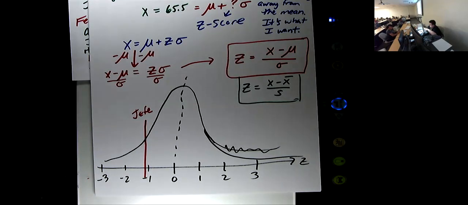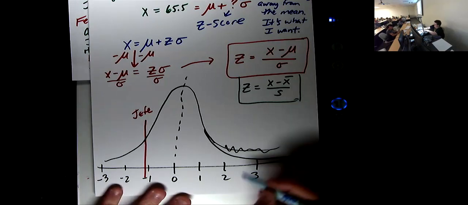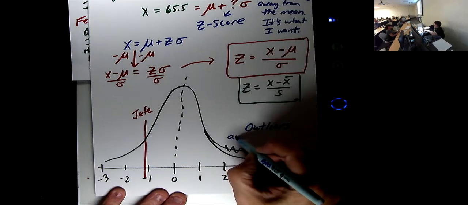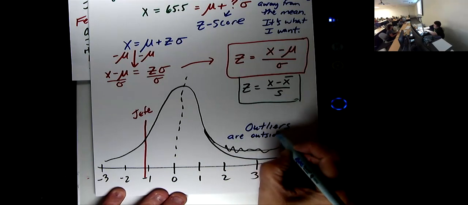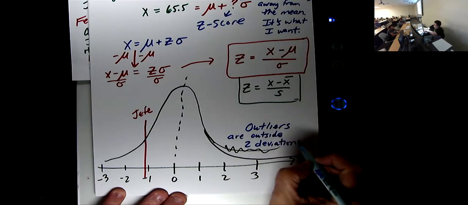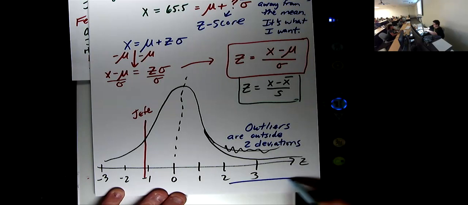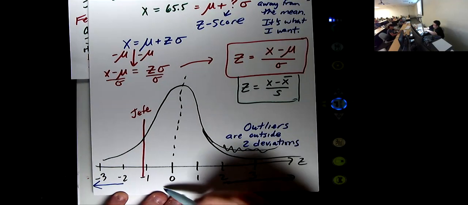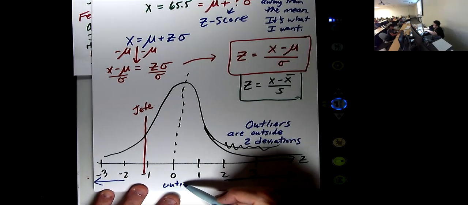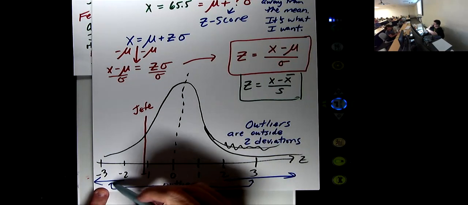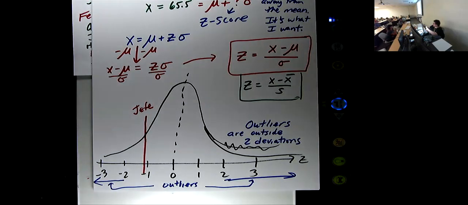Before I do, I want to point out, we consider outliers to be outside 2 deviations. That's a general rule of thumb. So any data value that lies out here, or any data value that lies out here, those are my outliers, in that region and in that region. I'm not quite an outlier.